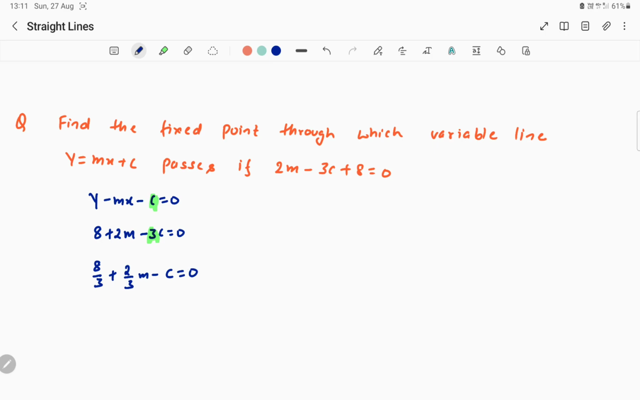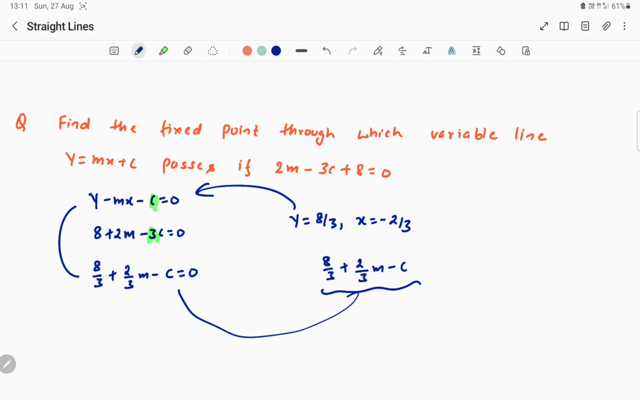Now compare these equations. When you compare, in place of y if I write 8 by 3 and in place of x if I write minus 2 by 3 and try to write here. So what will you write? 8 by 3 minus minus plus, you got 2 by 3m and minus c. What is this value? So this value they have given that it is 0. So what again you got? You got 0 equal to 0. So what is the conclusion?